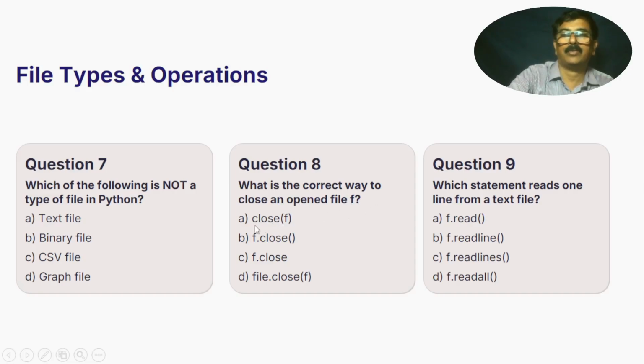Question 8. What is the correct way to close an opened file F? If the file name is F. Close F, F dot close, file dot close F. So that is F dot close, B. Which statement reads one line from a text file? F dot read, F dot readline, F dot readlines, F dot readall. That is F dot readline, B.